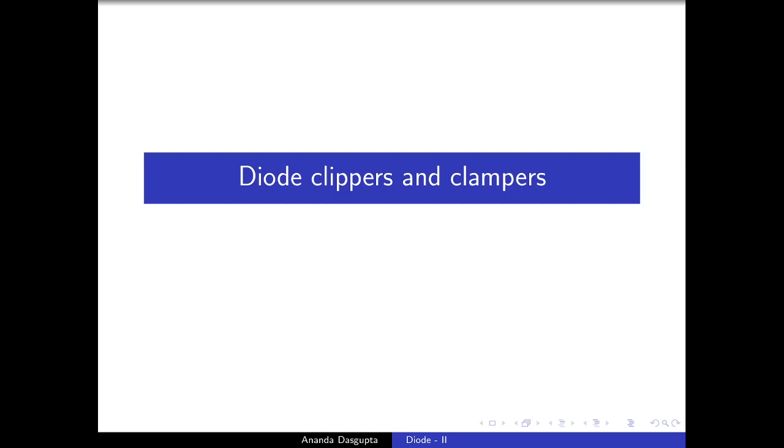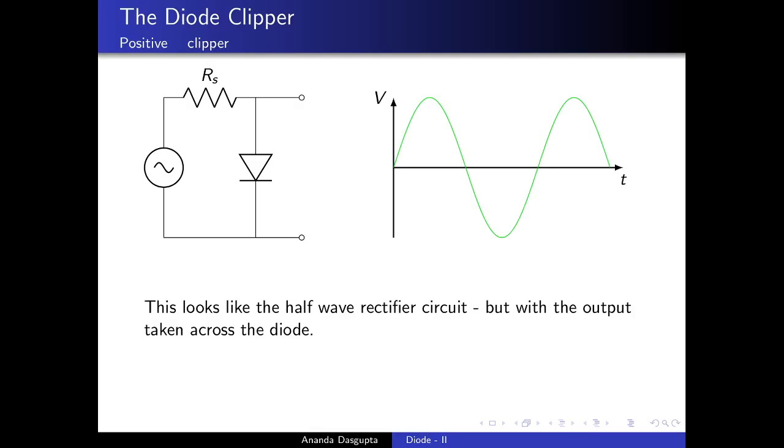So what exactly is a diode clipper? Let us start with the simplest example, the so-called positive clipper. A positive clipper circuit is almost exactly like a half-wave rectifier circuit, the basic half-wave rectifier circuit without any filter, just a resistance and a diode in series with each other. The only difference is that here we are taking the output not across a resistance but across a diode. What will this output look like?